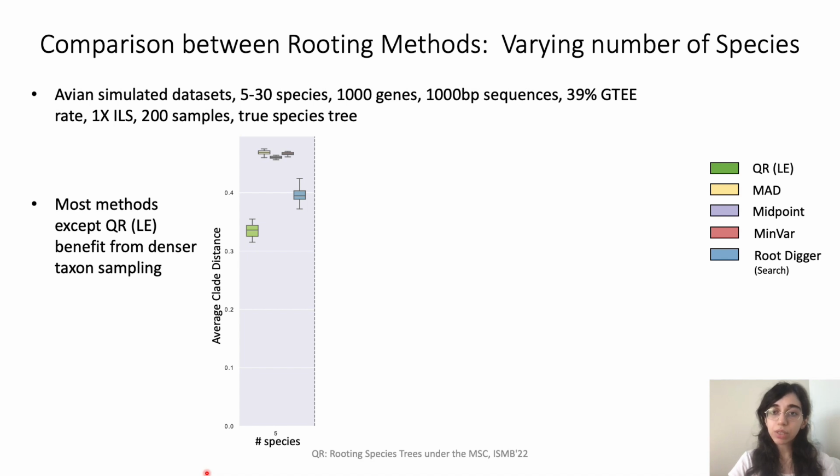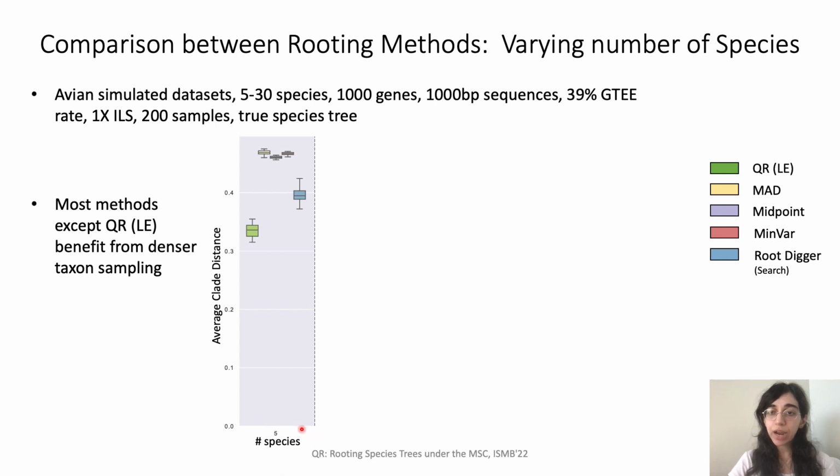Here we can see the results of an experiment for rooting the true species tree topology for varying number of species, starting with only 5 taxa. And the dataset used here is an avian simulated dataset where the sequence length is 1000 base pair, which results in about 40% gene tree estimation error on average. So the y-axis shows the average clade distance, which is a measure of error, and so lower is better, and the x-axis shows the number of species.